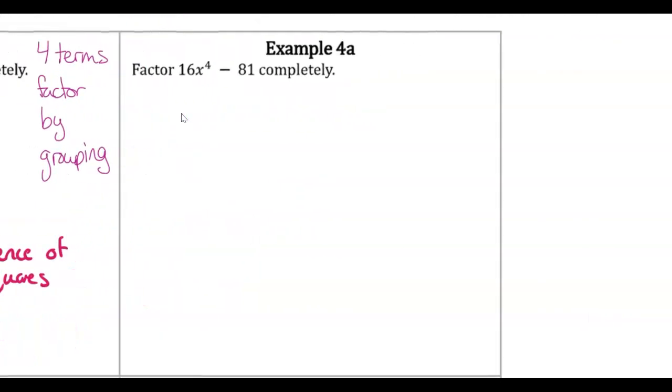Okay, looking at this one, it says factor this completely. Now, notice this only has 2 terms. So the first thing I do is I look for a GCF. There's nothing I can factor out of this. So the next thing I notice is both 16x to the 4th and 81 can be square rooted. So this is another difference of squares, because it's 2 perfect squared things that are subtracting.